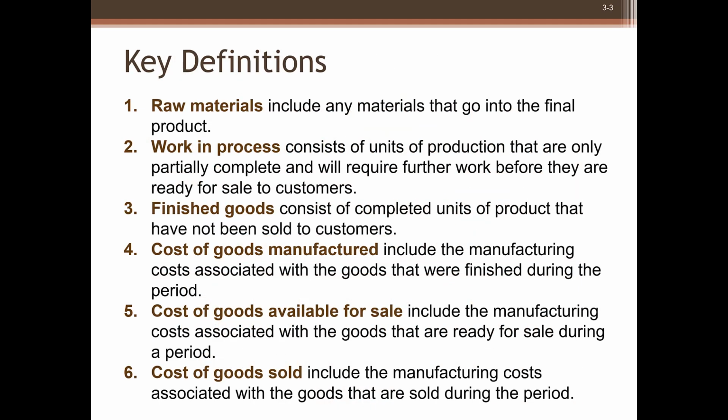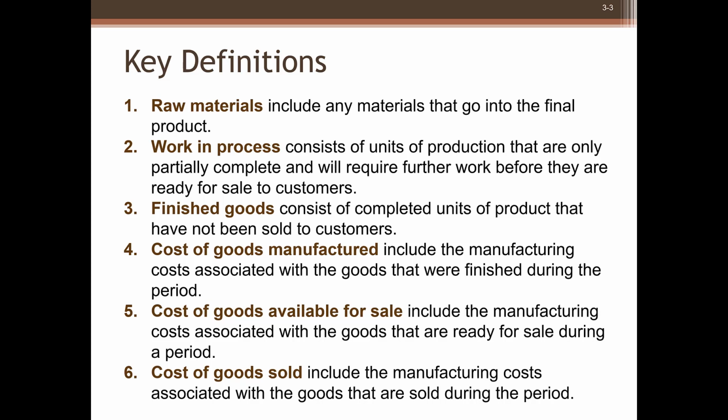First, let's define some accounting terms in the process. Number 1, raw materials. Raw materials include any materials which go into the final product, including both direct and indirect materials. Number 2, work in process. Work in process consists of units of production which are only partially complete and will require further work before they are ready for sale to customers.